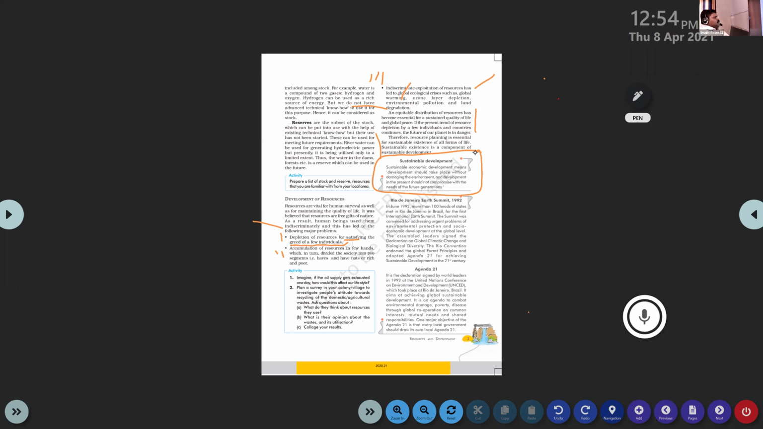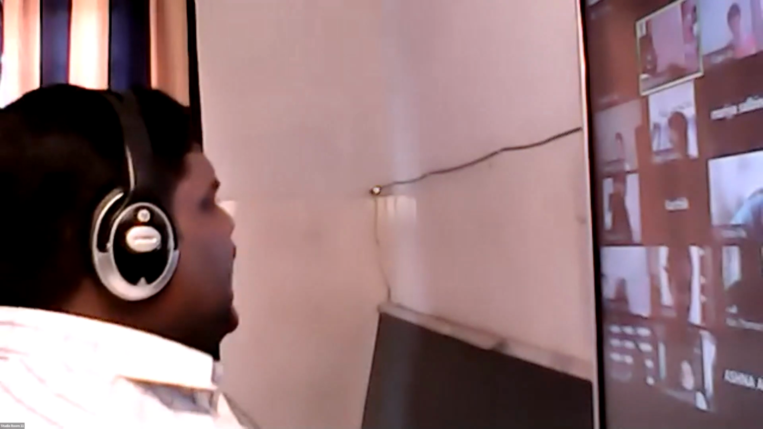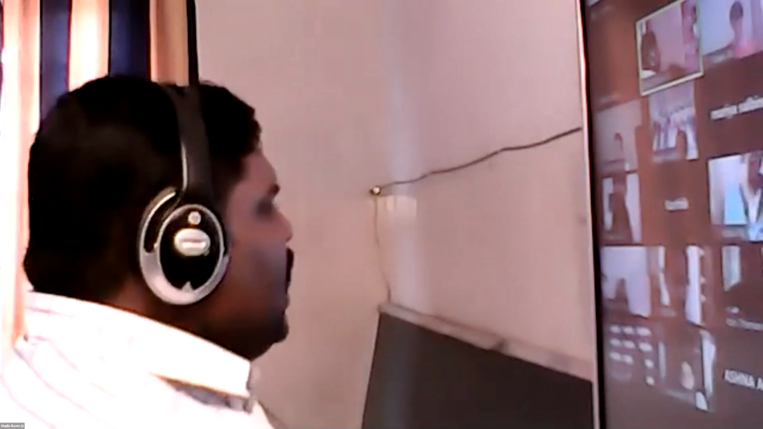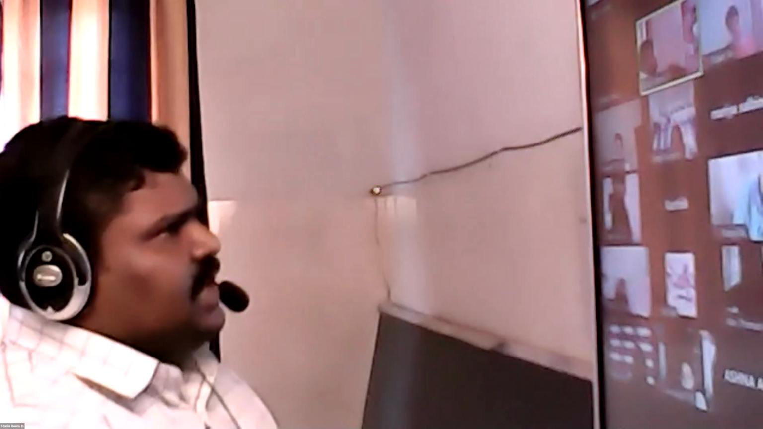Before reading the textbook, let me explain what sustainable development is. We are utilizing various resources today, right? It is because of our ancestors, our parents, and our grandparents, who protected these resources for our use. They protected the land and handed it over to us. They protected the rivers and handed them over to us, so we are able to utilize them.